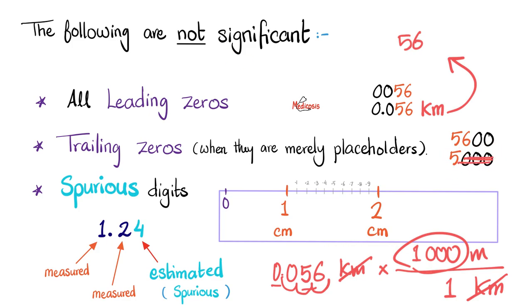They are not significant. If I told you that the distance from point A to point B is 5,600 centimeters, can we convert this into meters? Of course, 5,600 centimeters equals 56 meters, proving again that the zeros are not significant.